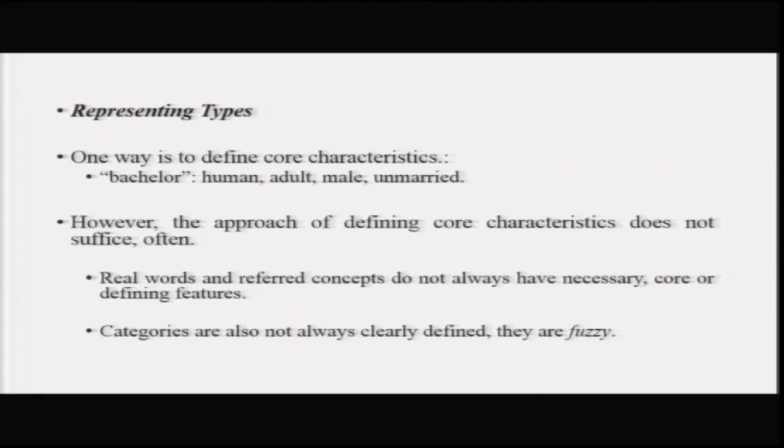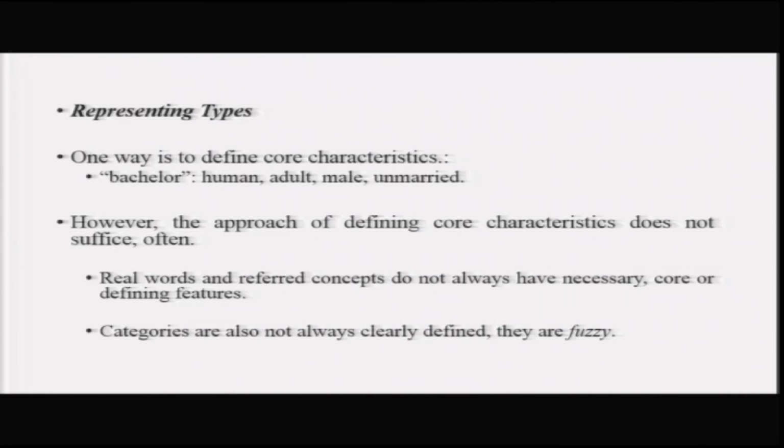Now, how do you represent types in your head? How do you store types in your head? So, for example, one of the ways could be that you represent them by their core categories. So, animal could have so many core categories, advocate could have so many categories, student could have so many categories. One of the examples that Traxler takes is bachelor. So, bachelor is what? Human, adult, male, unmarried.